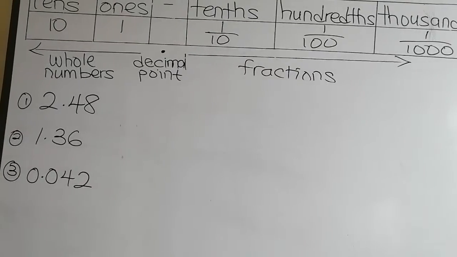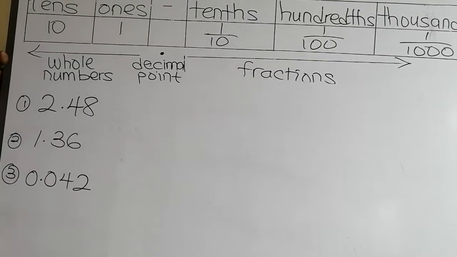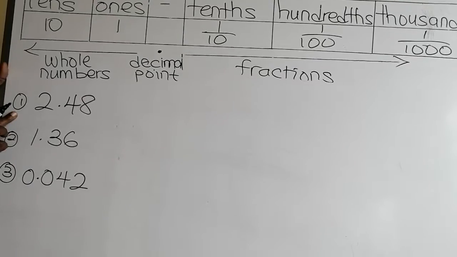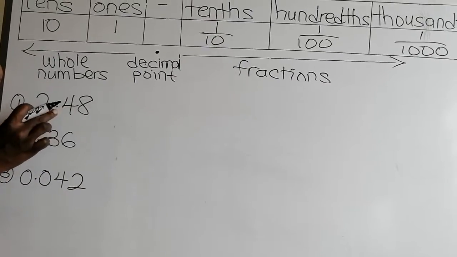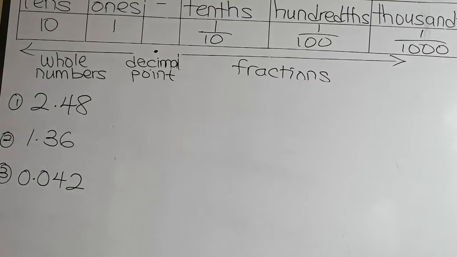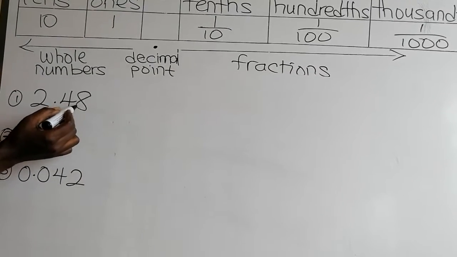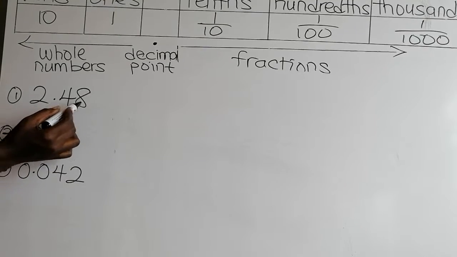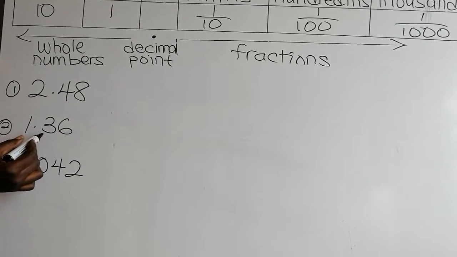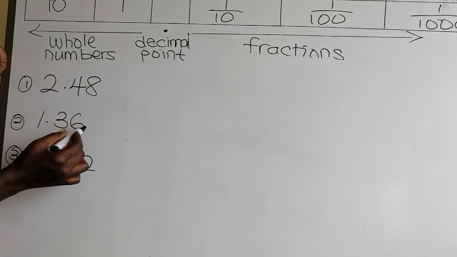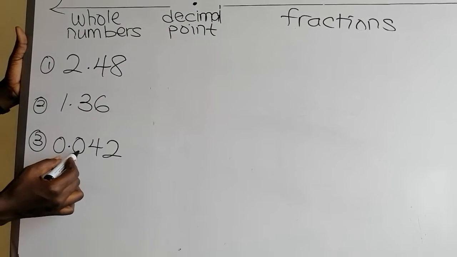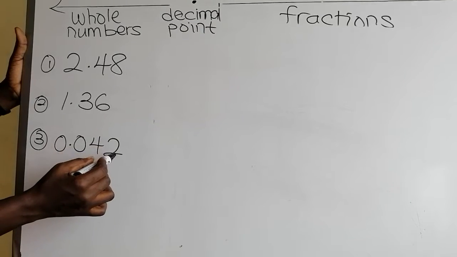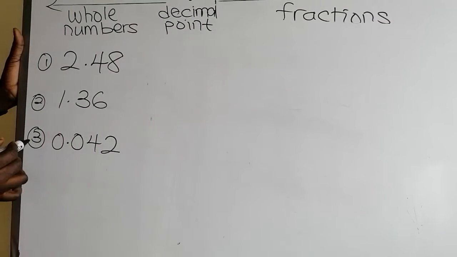Let me draw your attention to the number of decimal places too. From 1, we have 2.48. The number of digits after the point gives us the decimal places. So here we have 2 decimal places, that is 48. Here too we have 2 decimal places, 36. In number 3, we have 3 decimal places, that's 042. Alright, so this is a quick revision.